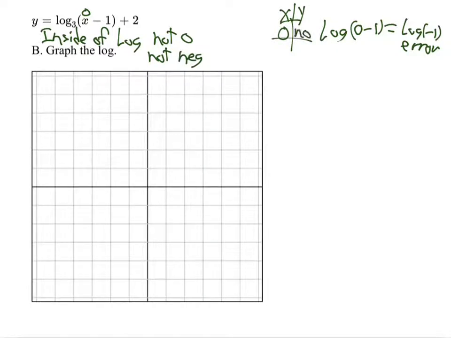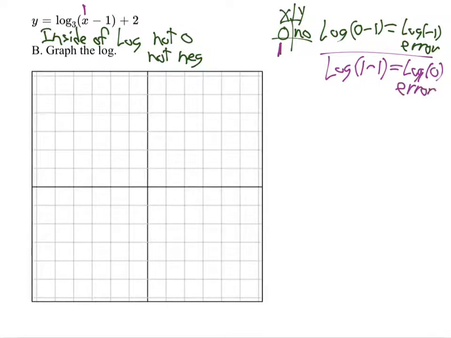So that's no. And if you did 1, that's not going to work either when you try to plug in 1, because then you would have the log of 1 minus 1. If you plugged in 1 for x, that should be a log of 0. Whoops, it's supposed to be a 0 there. Which is also an error. So that's a no as well. Again, the inside of a log cannot be 0 and cannot be negative.